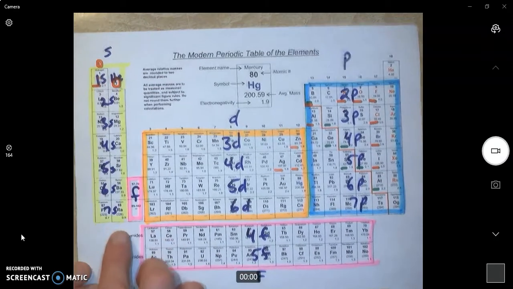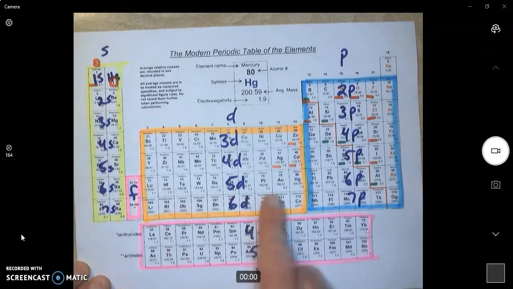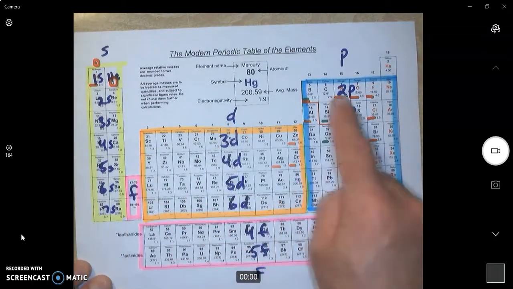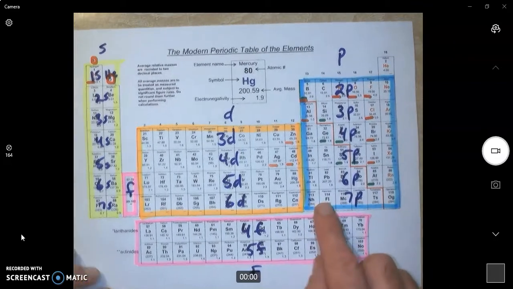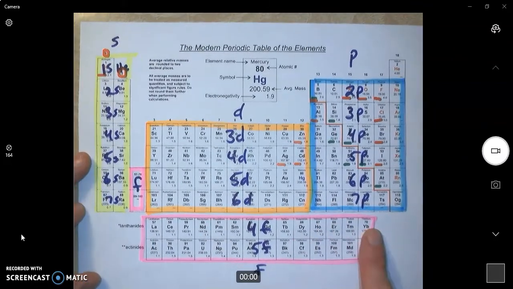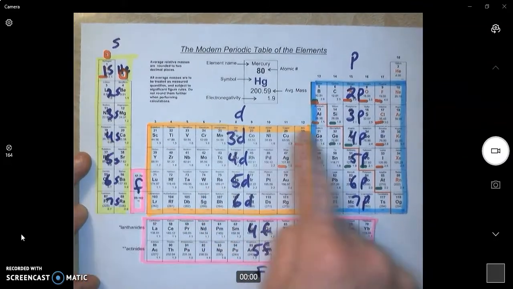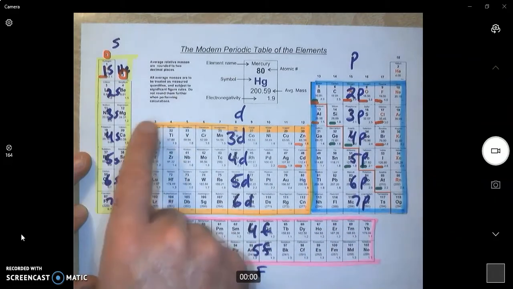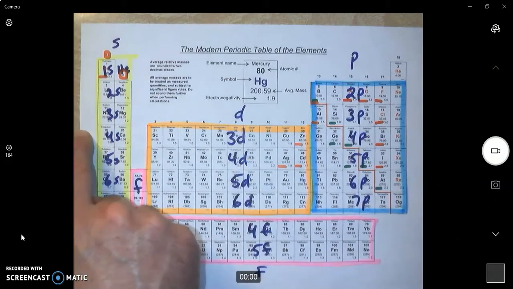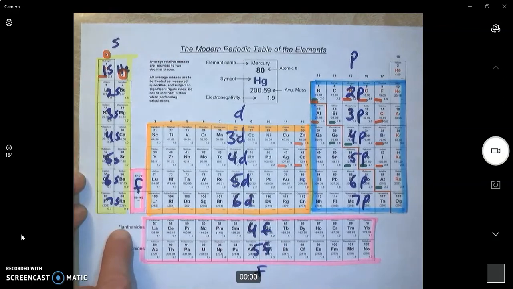Groups 1 and 2 are your S block. Transition metals 3 to 12, that's your D block. 13 through 18 is your P block. Your lanthanides and actinides are your F block. S and P are whatever row they're in. D's are 1 behind the row. F's are 2 behind the row.